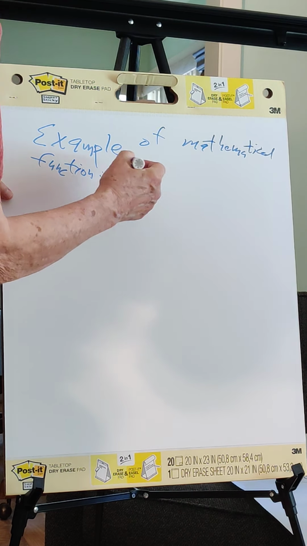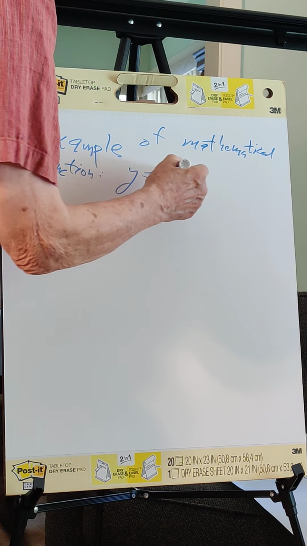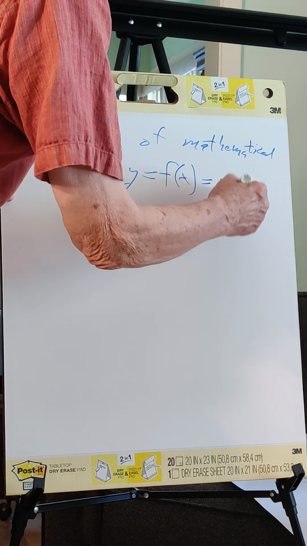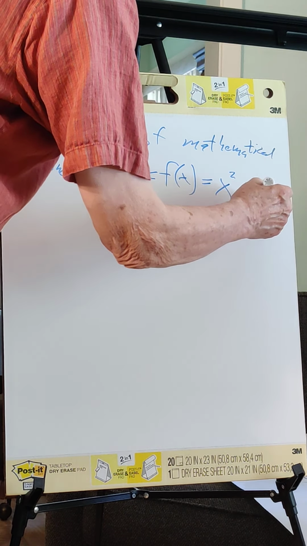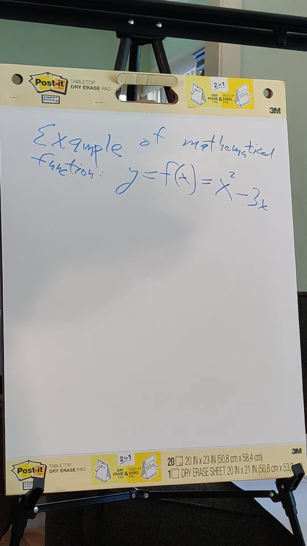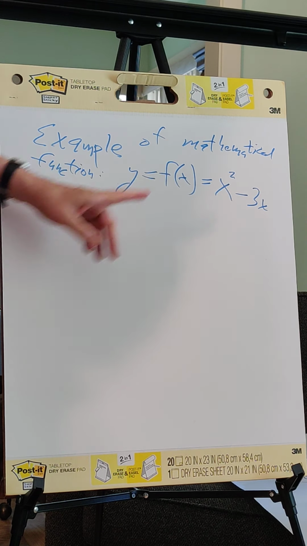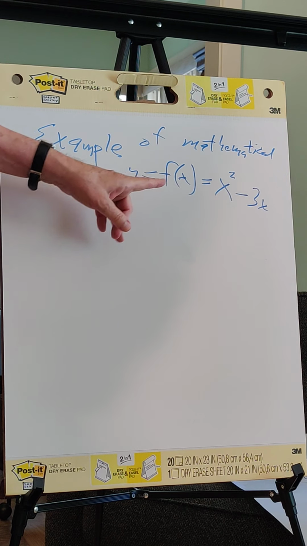Okay, so here's the function. y equals f of x equals x squared minus 3x. Let's make it simpler, not cubed. Now I'm going to go fast here because most of you, and I hope all of you, have seen function notation previously.